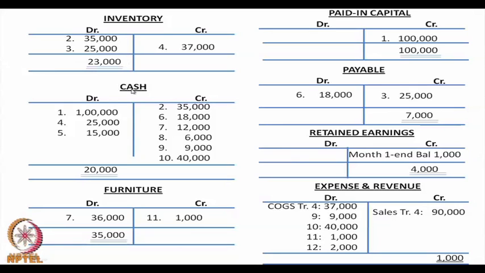By this amount the inventory position increases. Both are assets, therefore, when inventory increases the entry is made in the debit side, whereas the entry for cash is made in the credit side. Both again are equal, the debit side and the credit side, the entry is equal. So, in transaction number 2, 35,000, inventory increases, and cash reduces by 35,000. These are the entries.